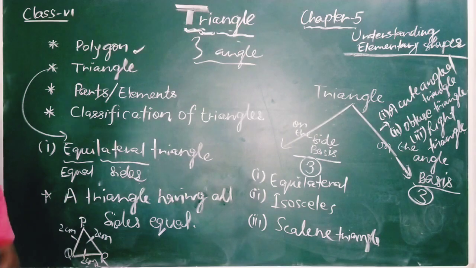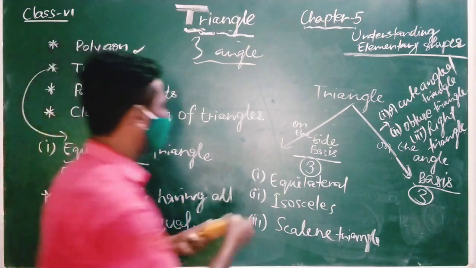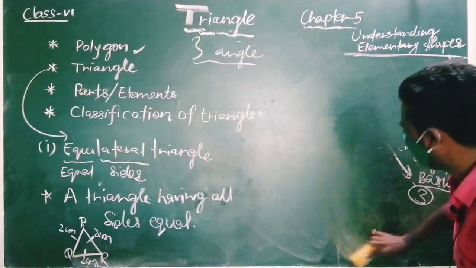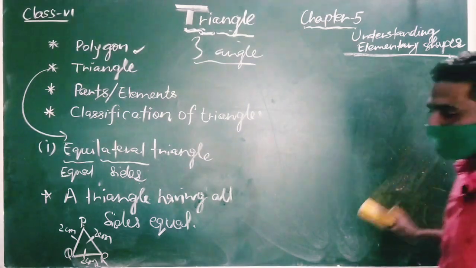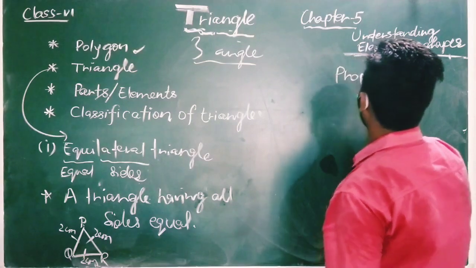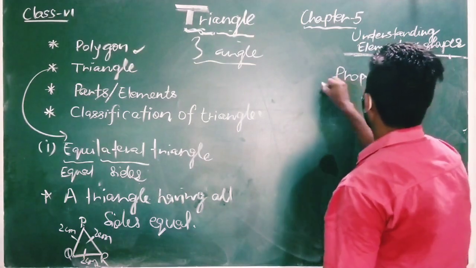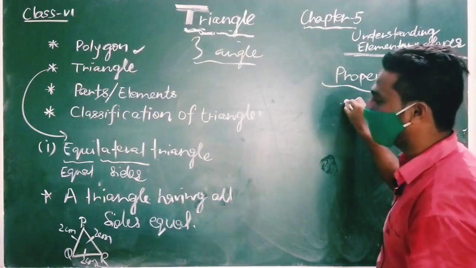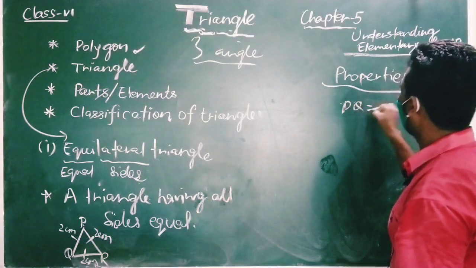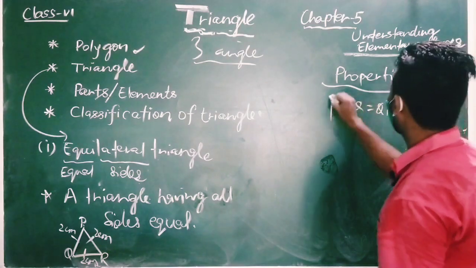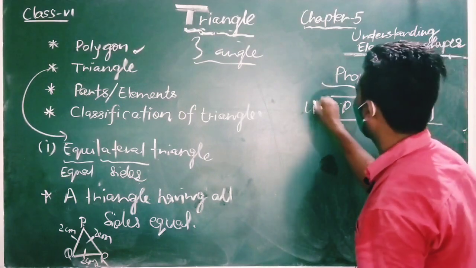If you talk about the properties of an equilateral triangle, there is a small property with this. If it is an equilateral triangle, then all sides will be equal. Suppose this is PQR, so PQ will be equal to QR, which will be equal to RP. This is one of the properties: all sides equal.